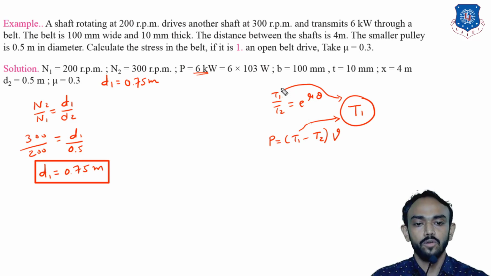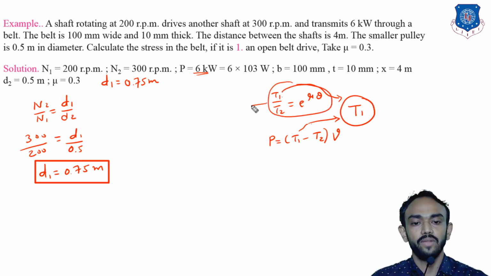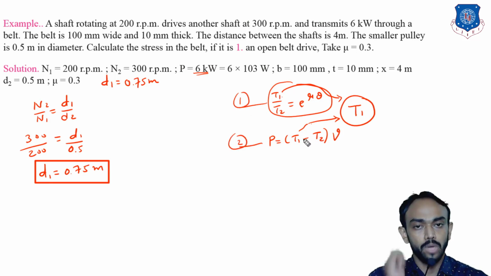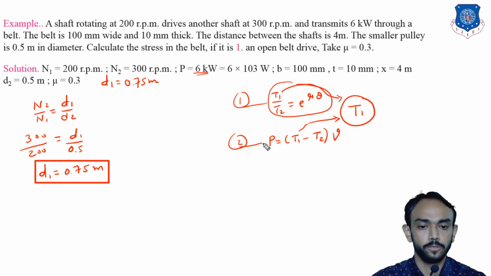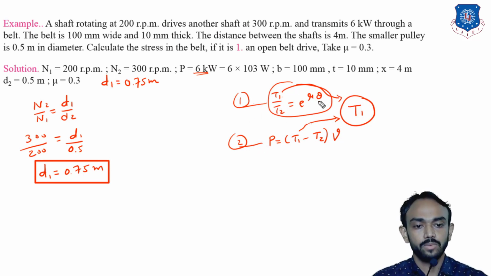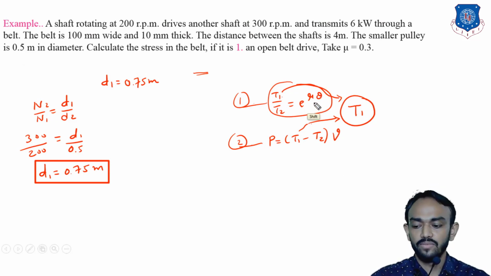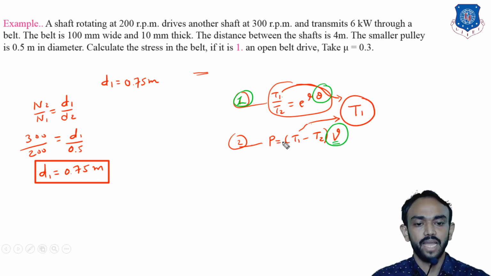Using these two formulas we will get equation number 1 and equation number 2. T1 and T2 are both unknown right now, but after using these two formulas we will find T1 and T2. For that, first of all we need theta. We will find theta and put in the values to get equation number 1. And then we will find the velocity, because velocity is not given, and then we will find equation number 2. Okay, let's start.